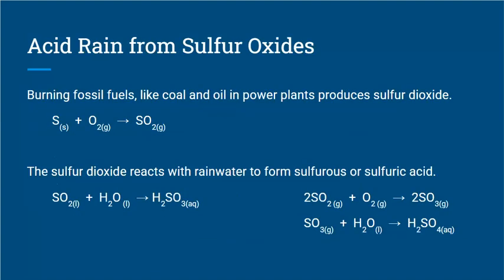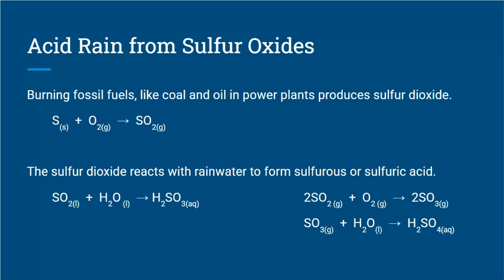So the sulfur oxides come from burning fossil fuels. This would be like in our power plants where they're burning coal or oil. That's going to produce sulfur dioxide. So the solid sulfur reacts with the oxygen in the air, making sulfur dioxide. This is that dry deposition. So then when it reacts with the rainwater, dissolves in it, it forms sulfurous or sulfuric acid, depending on how much oxygen, right? Just the SO2 with the water will make sulfurous, so the H2SO3. But the SO2 could also react with more oxygen, making SO3, which then reacts with water, making sulfuric or H2SO4.